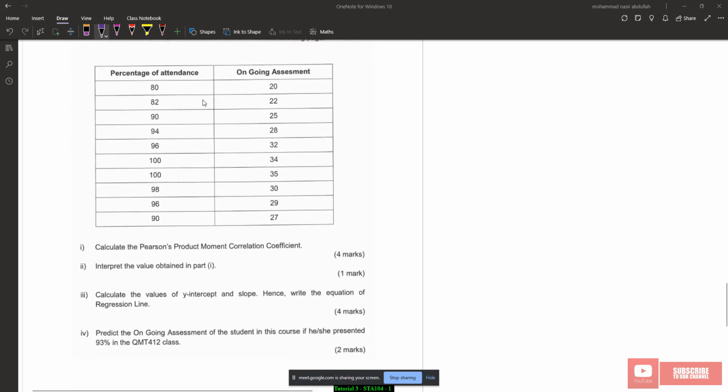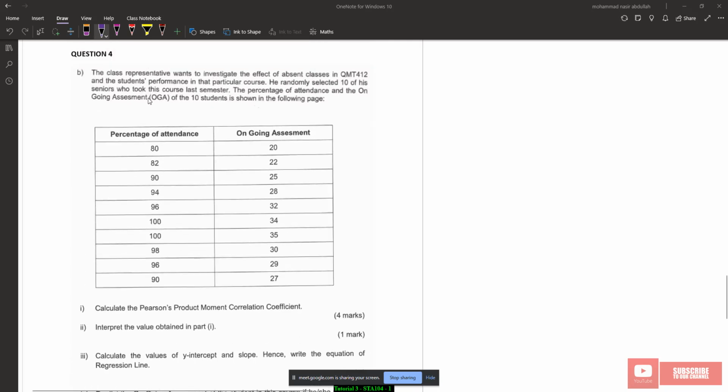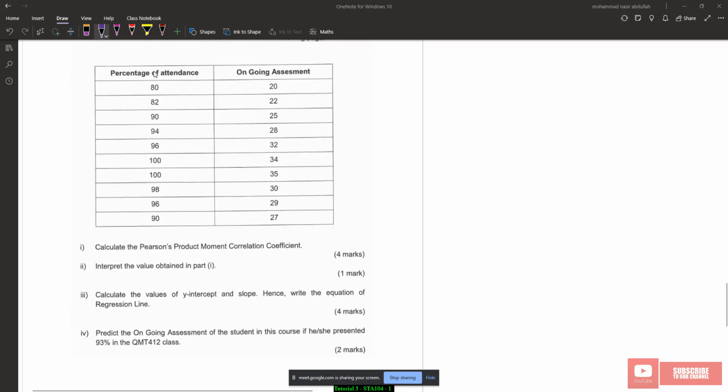So percentage of attendance, ongoing assessment. So ongoing assessment depend on percentage of attendance, or attendance depend on assessment. This is ongoing assessment mark, right? I think this is marks lah kot, right? So which one dependent, which one independent? Ongoing assessment depends on percentage of attendance.